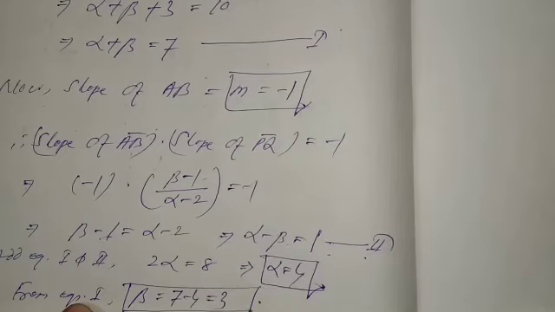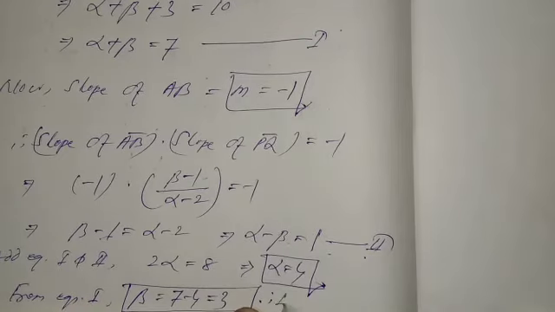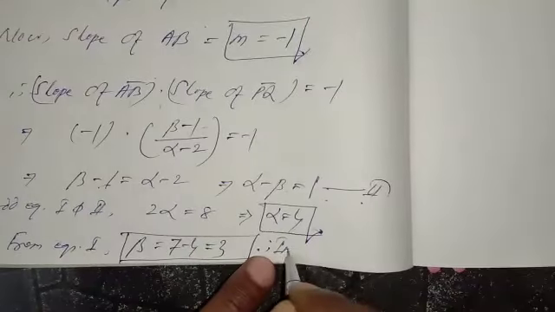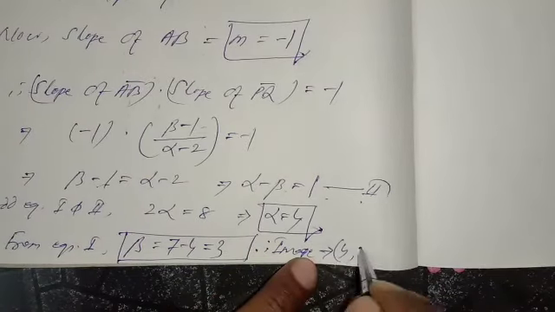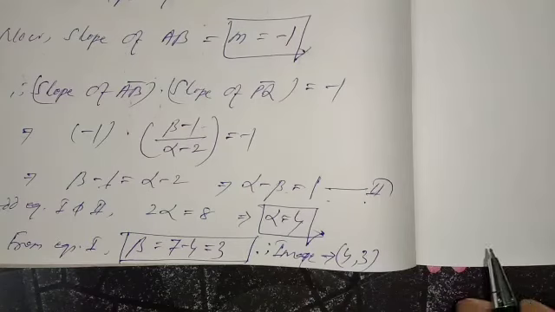So what is the image point? The image will be (4, 3). This is the answer, (4, 3).